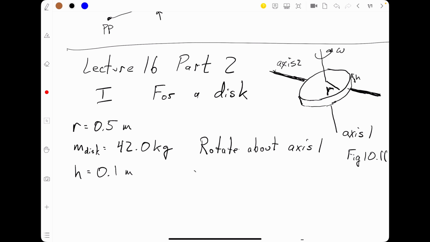For axis 1, we're going to say I disk is equal to, and then we just write mass of the disk, and we're going to multiply that by the radius of the disk squared, and then we're going to divide that by 2. Okay, and it's very easy. All right, so mass disk radius squared over 2.